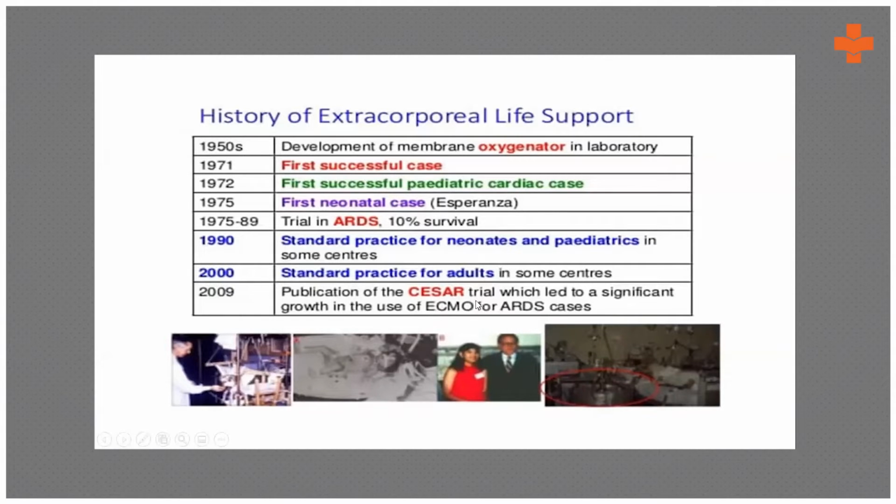In 2009, we had the publication of the CESAR trial, which led to a significant growth and faith in the use of ECMO in ARDS cases. And as we know, after 2009, we've had a lot of swine flu and bird flu, and now the latest, COVID, having a lot of ARDS cases where ECMO has been used very well.